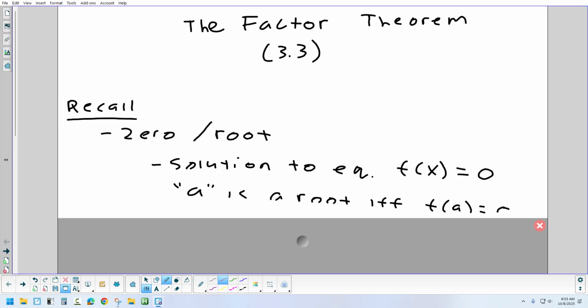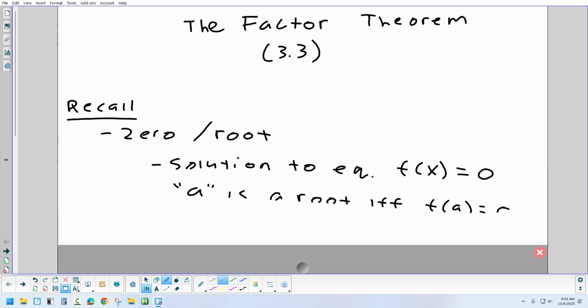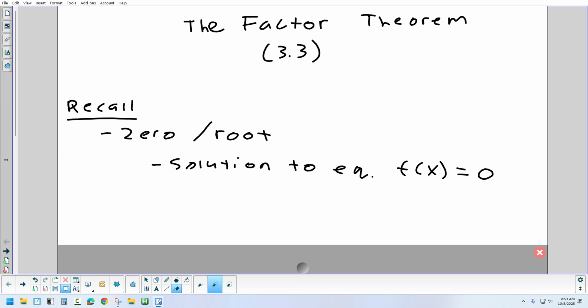Okay, so let's start with just a reminder of what it means for something to be a root. If something is a root or a zero, it means that you can plug it into the equation, and when you do, you get 0 as the answer. And we've talked about zeros and roots quite a bit. We've done second calc 0 on the calculator, so we've calculated them.